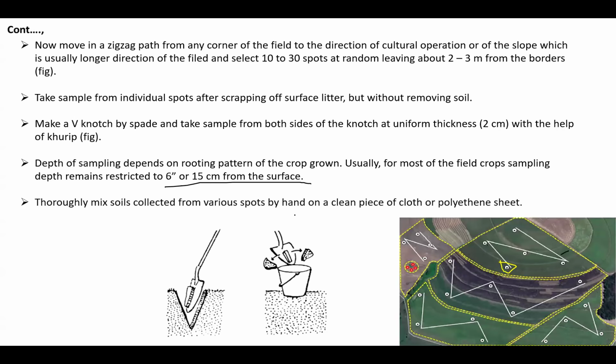So this is the continuation. After collecting from different locations, for example, in this spot, this is your soil map unit or soil boundary, we have collected from different locations. We have to mix the collected samples with a hand or a clean piece of cloth, on a clean piece of cloth or a polythene sheet. We have to mix the soil sample to get homogenization.